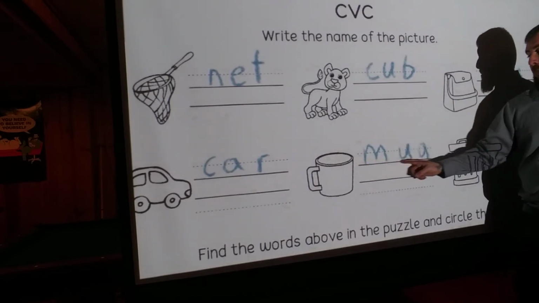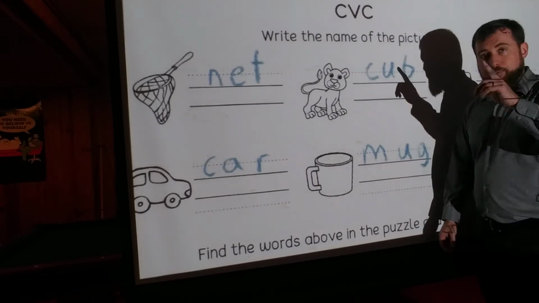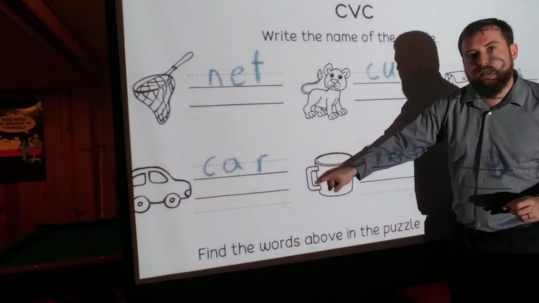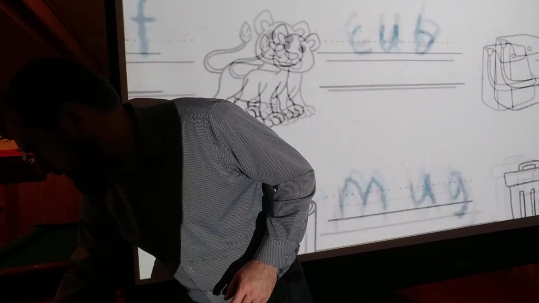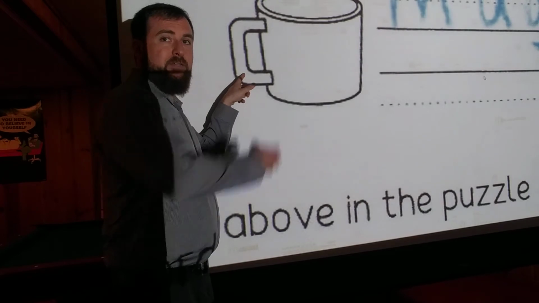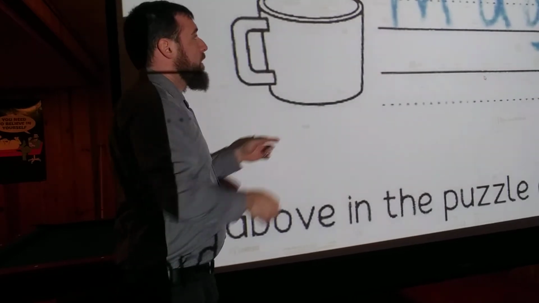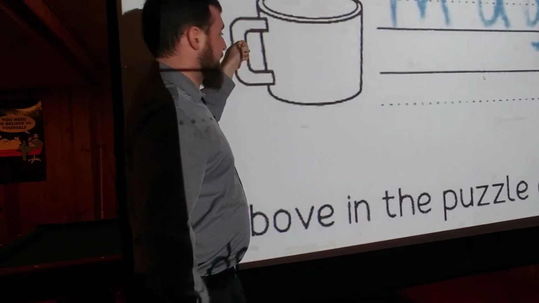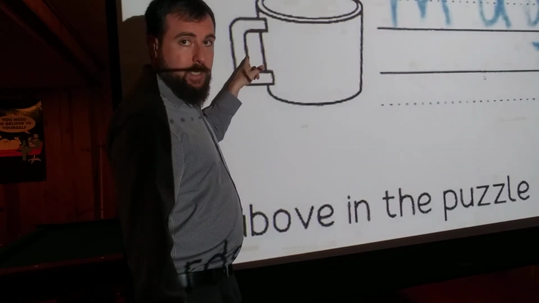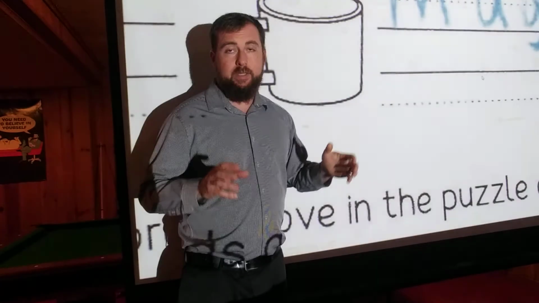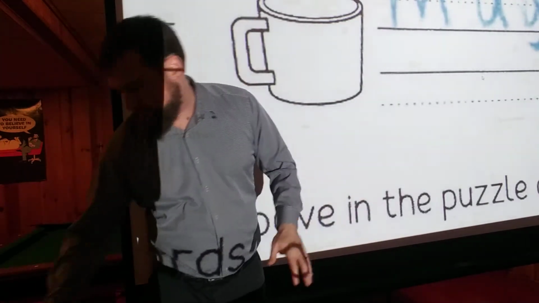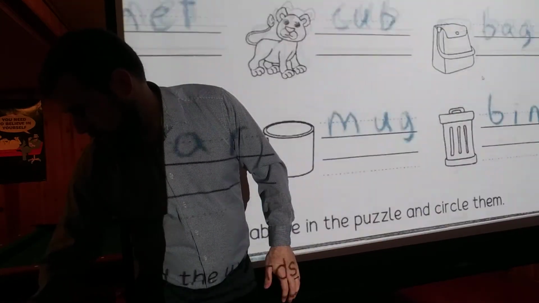Okay. Mug. Now, I bet some people wrote cup. That's a pretty good answer, cup. But a mug, if it has this thing here, that makes it a mug if it's got the handle. Okay? So that's a mug because it has the handle. A cup would have no handle. So, remember that. Mug has a handle. Cup does not. I know there's a lot of new words here. That's okay. We're going to keep going over them again. Okay?